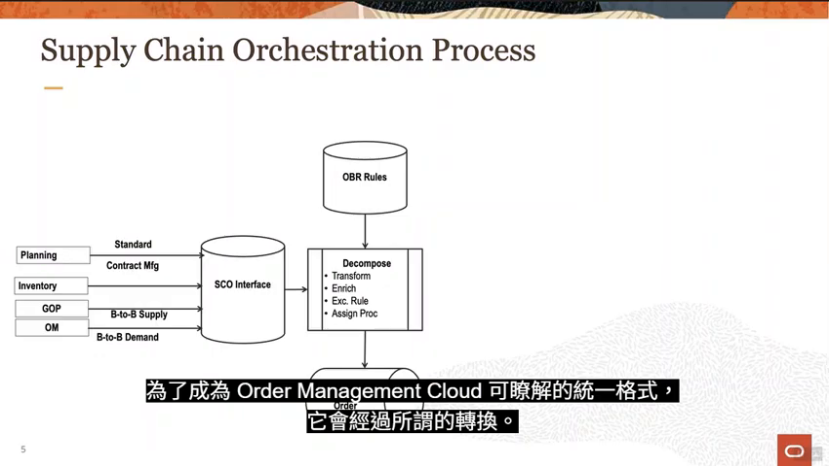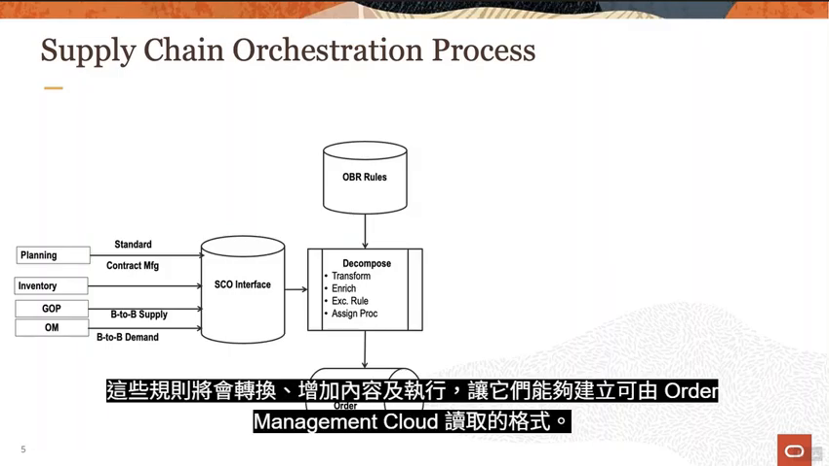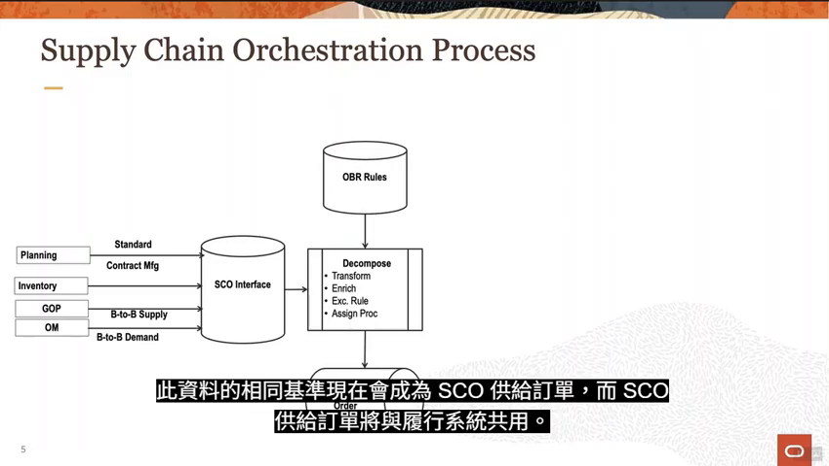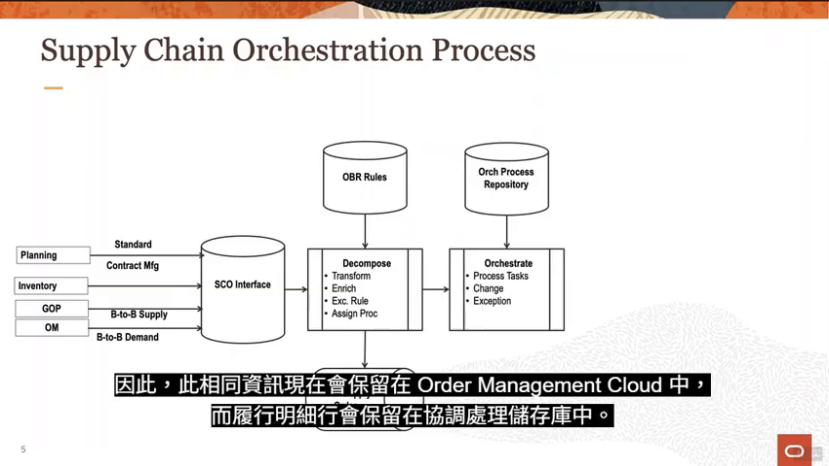Using Oracle Business Rules, you can use rules to decompose these lines that are being received from the SCO interface. These rules will transform, enrich, and execute so that they can create a format that can be read by Order Management Cloud. The same basis of this data now becomes the SCO supply order, which will be shared with fulfillment systems. In turn, this same information is now held in Order Management Cloud, and the fulfillment lines are held within the orchestration process repository.